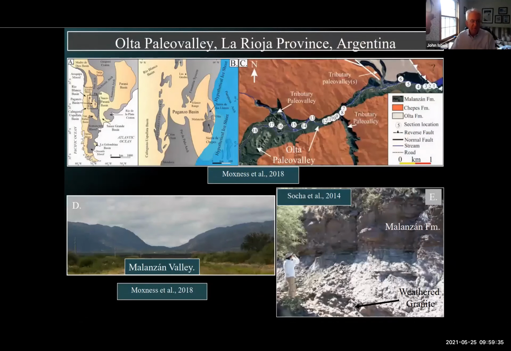When we move a little bit farther east and look at this map in B, a number of researchers have proposed a hypothetical ice sheet that occurred over the Pampeana Arch. Their entire evidence for that is the presence of a paleovalley system, the Alta Malanzán paleovalley system, which they suggest was an outlet glacier draining this ice sheet.